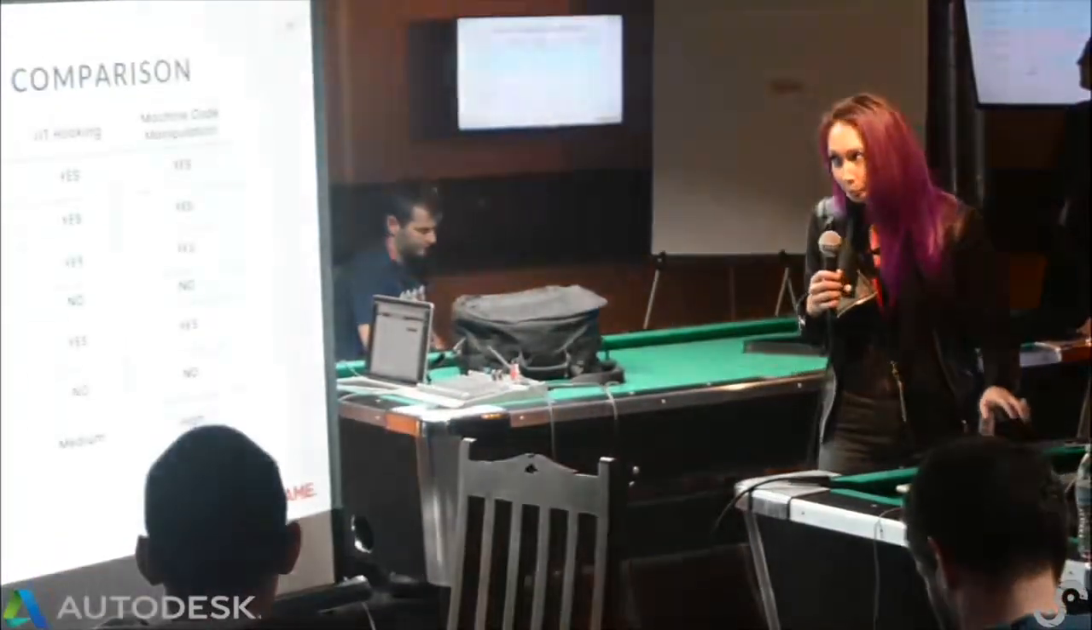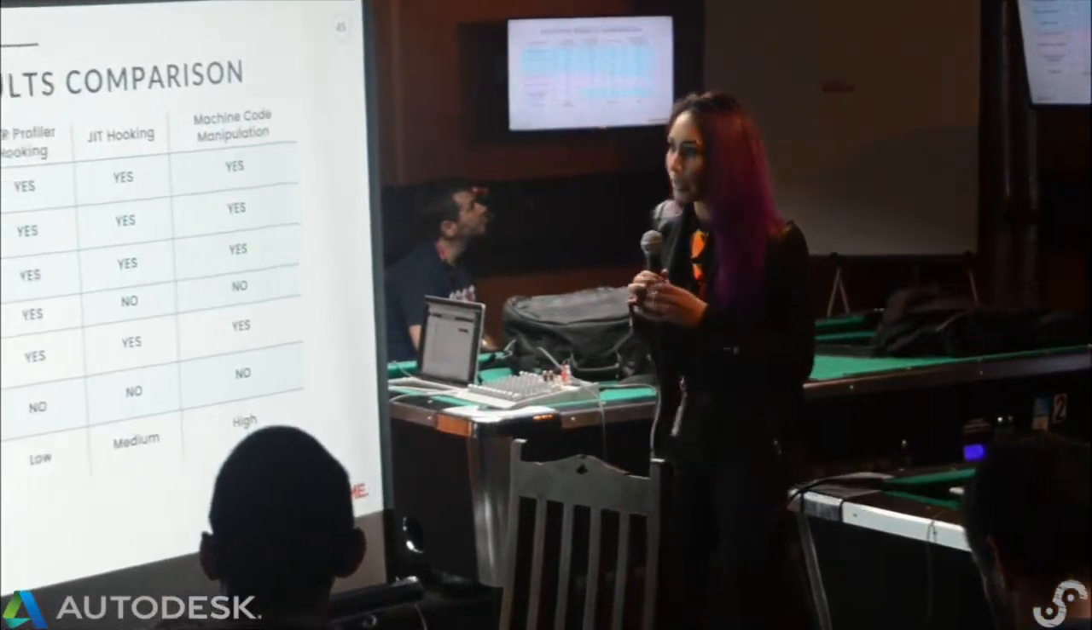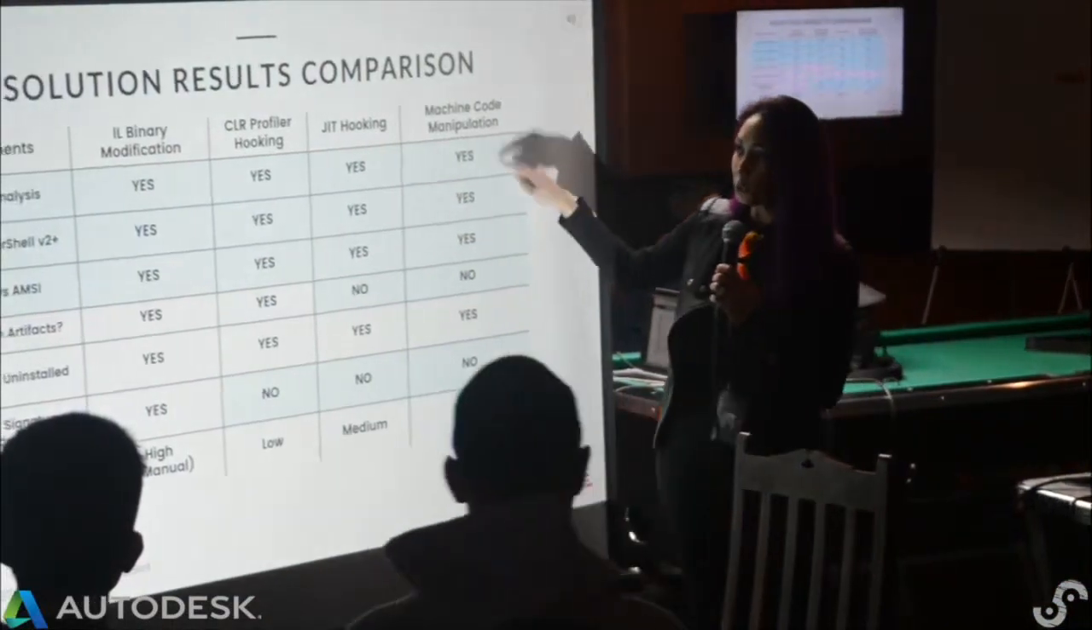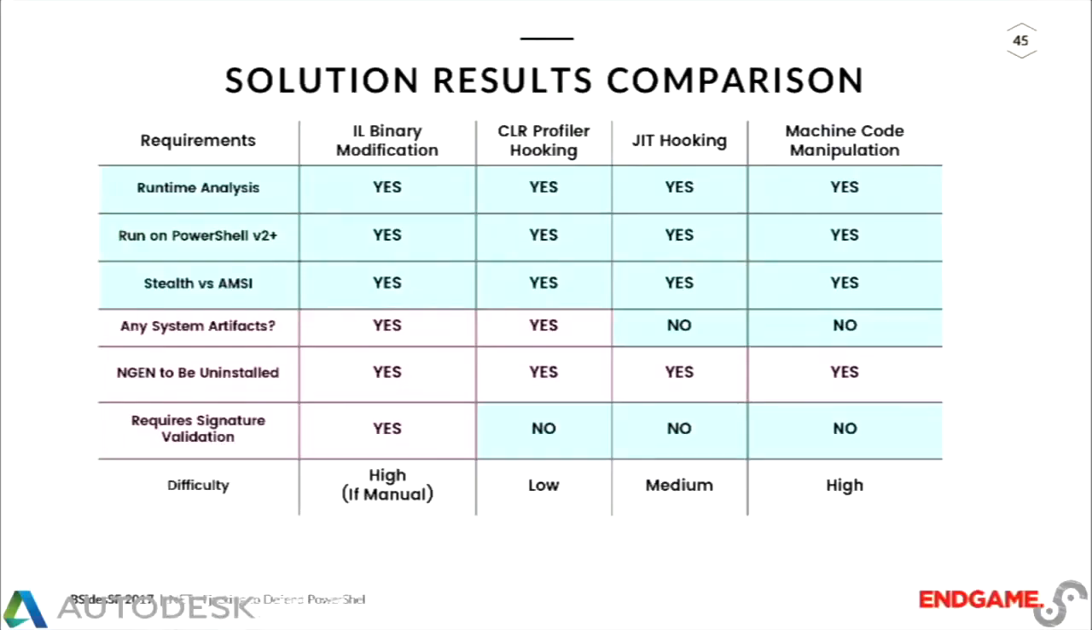All right, so the results. Wow, you really can't see the colors here. So what I did was I laid out what the points are that I wanted to get across. I can do runtime analysis. I can run on PowerShell 2 and above. I could do stealth versus AMSI. I'm doing something similar, but by using my injector properly or my filter driver properly, I can inject without being known I'm there, because I'm working on a lower level. Any system artifacts? I found that the CLR profiling in the IL binary had some artifacts, so I don't know if I want to use it or not.